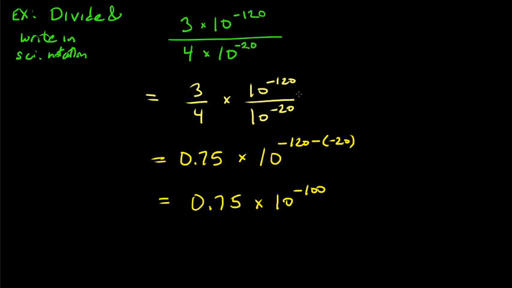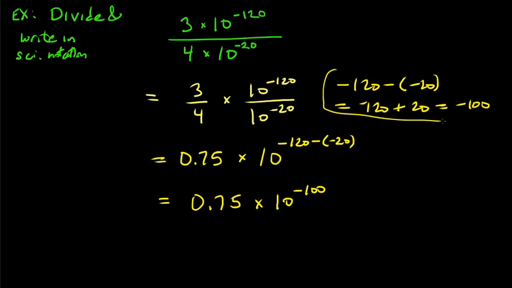It's not negative 140, right? You're subtracting a negative. So it's negative 120 plus 20. So you get negative 100 for the exponent, right? Messed that up. Right. So that's just for the exponent.